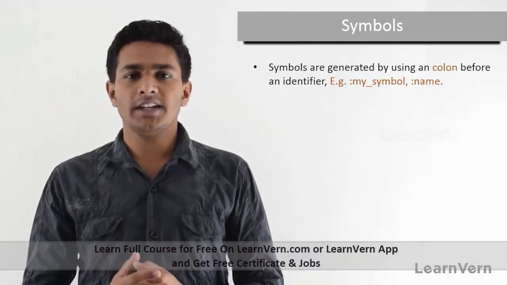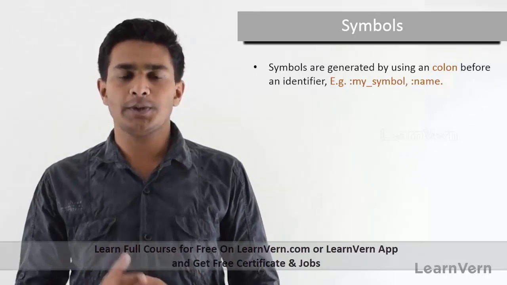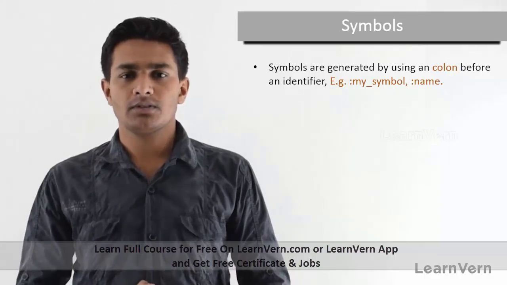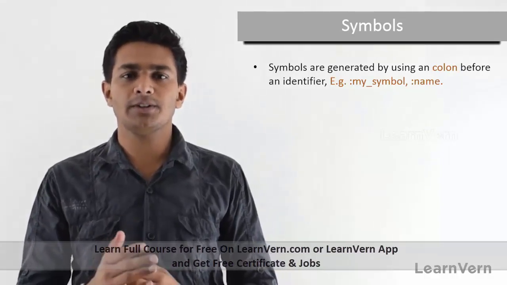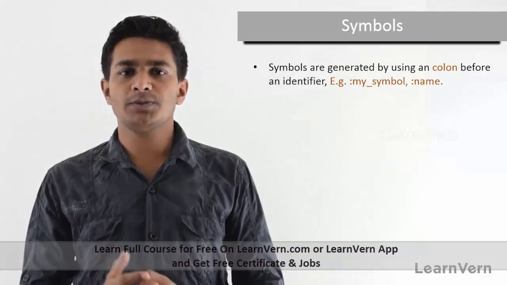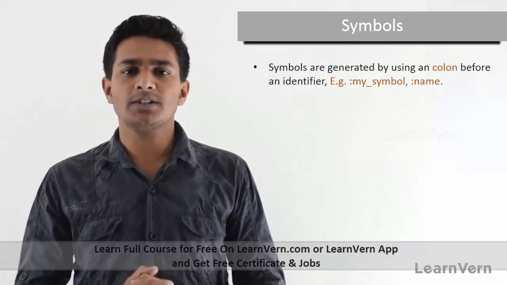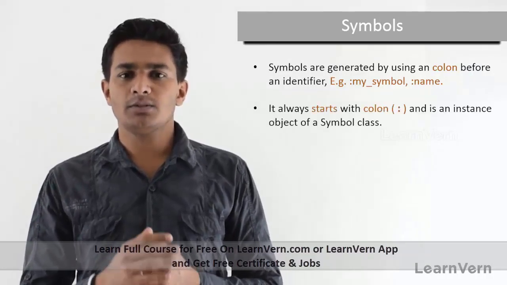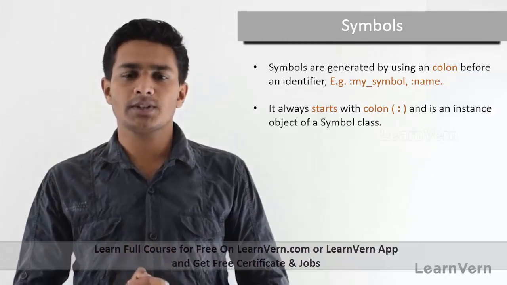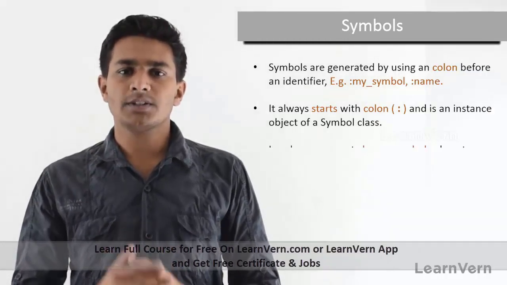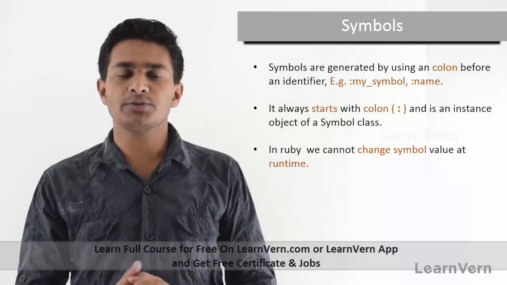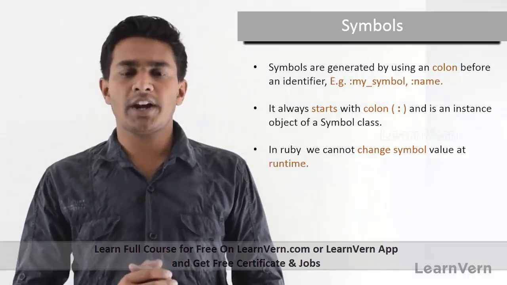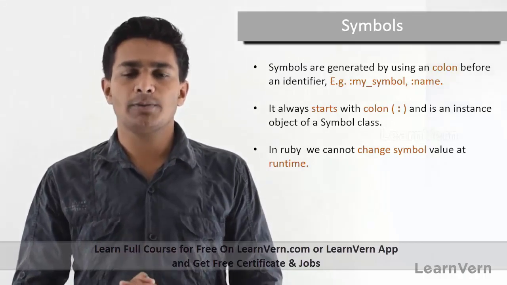In Ruby, any variable that starts with a special character colon will be considered a symbol. For example, you have created one variable name, and if you assign a colon, then it will convert to a symbol. So any symbol must start with a special character colon. Symbols cannot change their value at runtime. Symbol is actually derived from a base class Symbol.